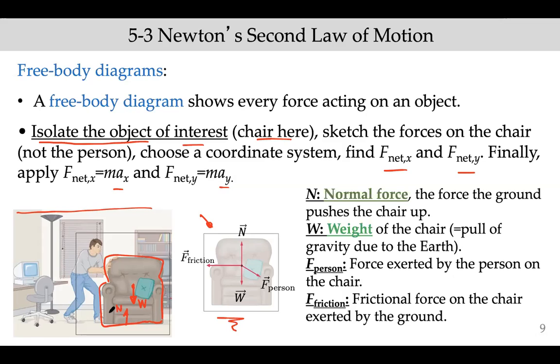Now, if you are standing right now, the ground is actually pushing your feet up. If you are sitting, the chair is pushing you up. That's the normal force. So think about this. What is the reason that you put your feet up, maybe on a chair, or on the bed? You don't like your feet on the ground the whole day.